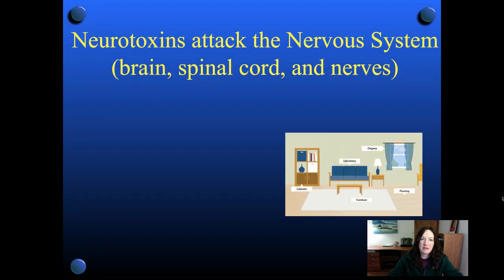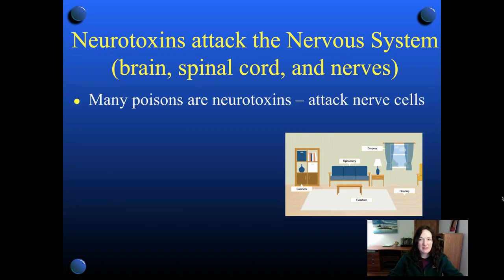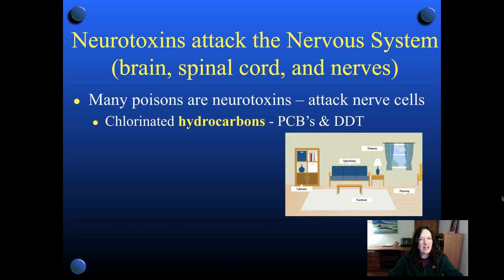Neurotoxins are another type of damaging substance that specifically damages the nervous system: your brain, spinal cord, and your nerves. A lot of poisons are neurotoxins. Chlorinated hydrocarbons, you might recognize that term hydrocarbon from fossil fuels, but there are other types of substances that can be made from fossil fuels that have the same damaging effects. DDT is an example of one of those.